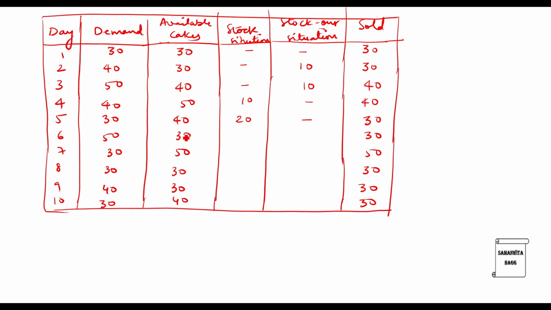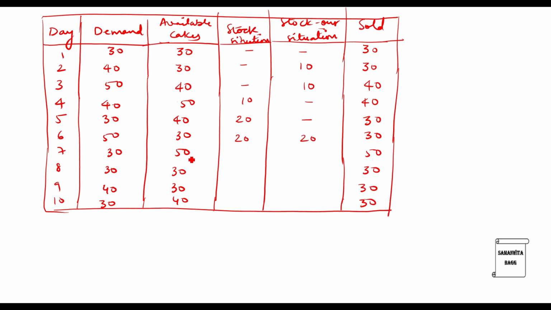The next one. 30 cakes he has. 50 is the demand. Though he can give these 20 cakes, the question has said that he will not sell any of the stale cakes. So he will preserve the stale cakes. He will prefer running into a stock out situation and he has sold only 30 cakes.